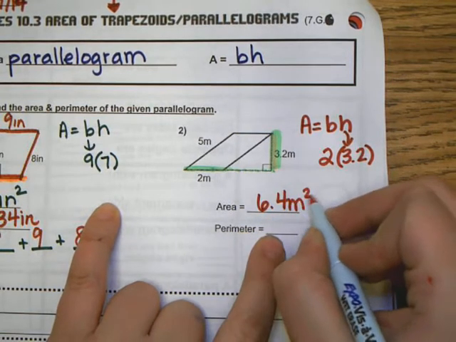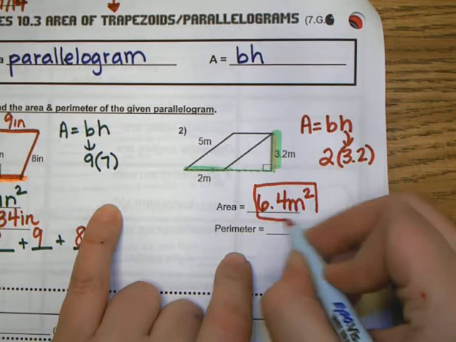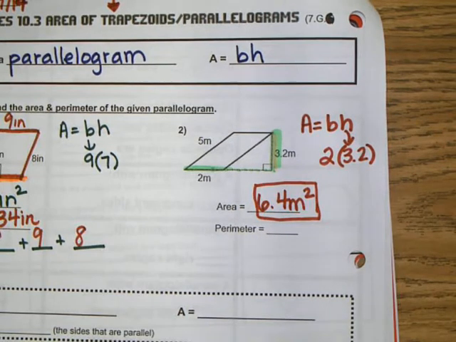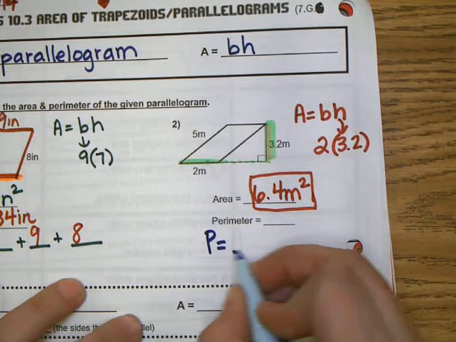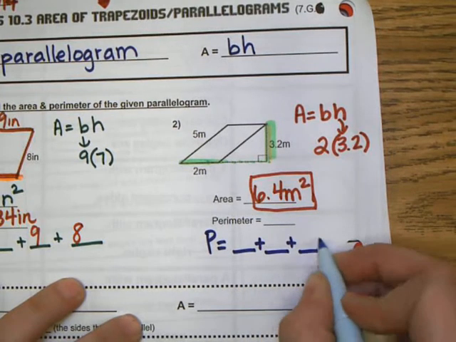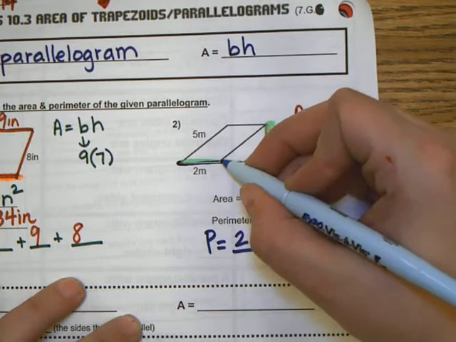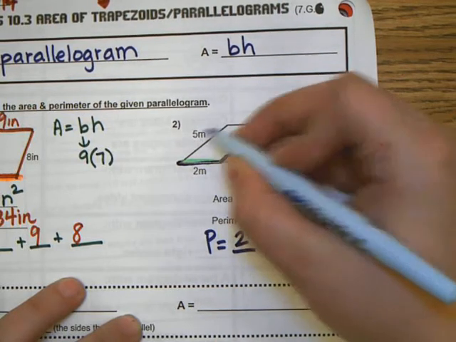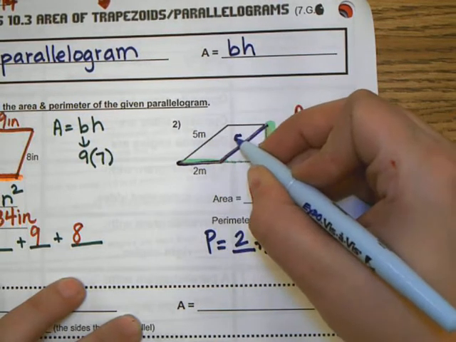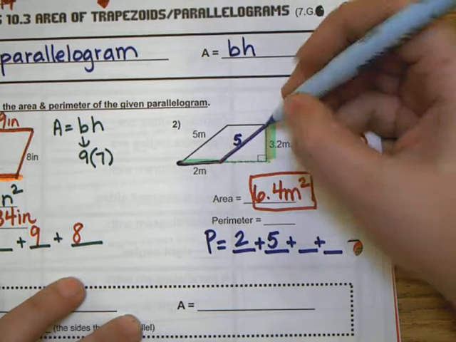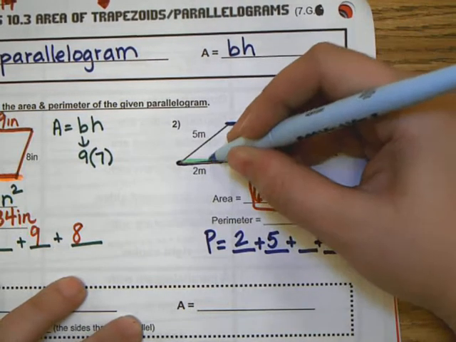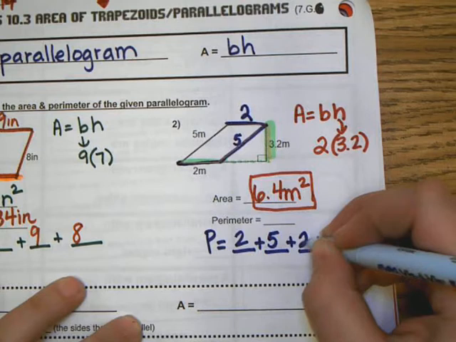So that would give us an area of 6.4 square meters. Okay, then for perimeter, we have 4 sides to add. So if I start here, I have to go 2, and then I'm going to go across here, which if that's 5, then this has to be 5 to be a parallelogram.